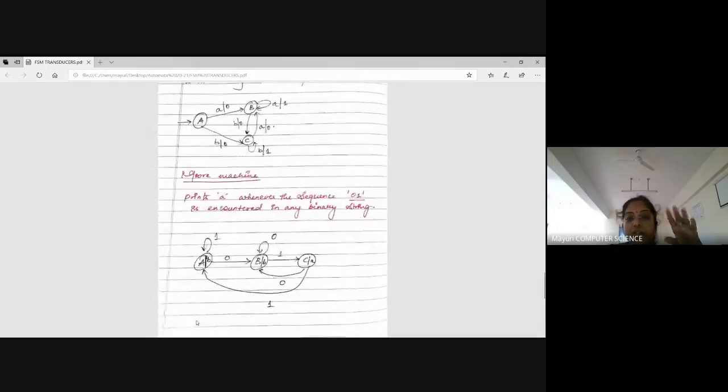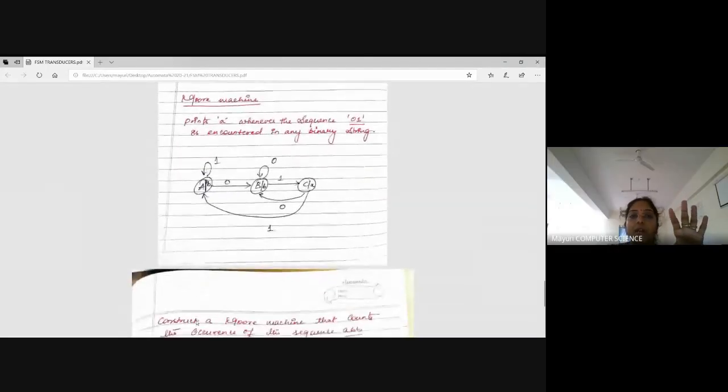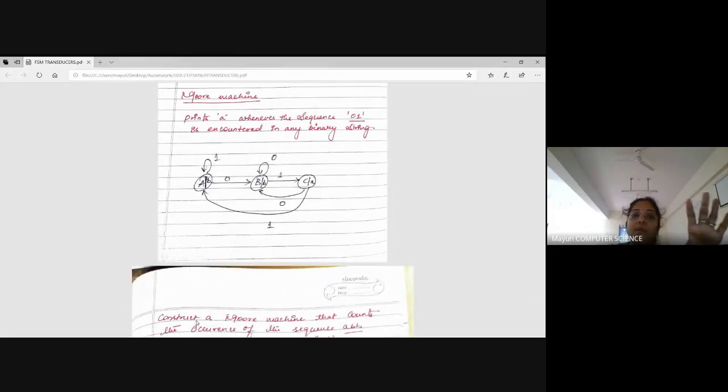Okay, just look at the same question for the Moore machine. Right now, I told you to print A for the sequence 01, right? For the sequence 01, just construct it. I think it will be very simple. Moore machine means output is associated with each and every state.